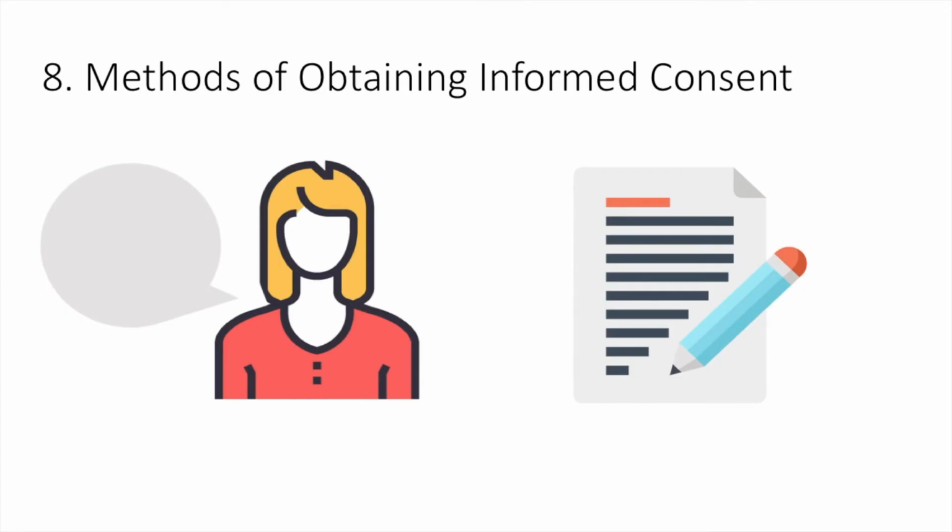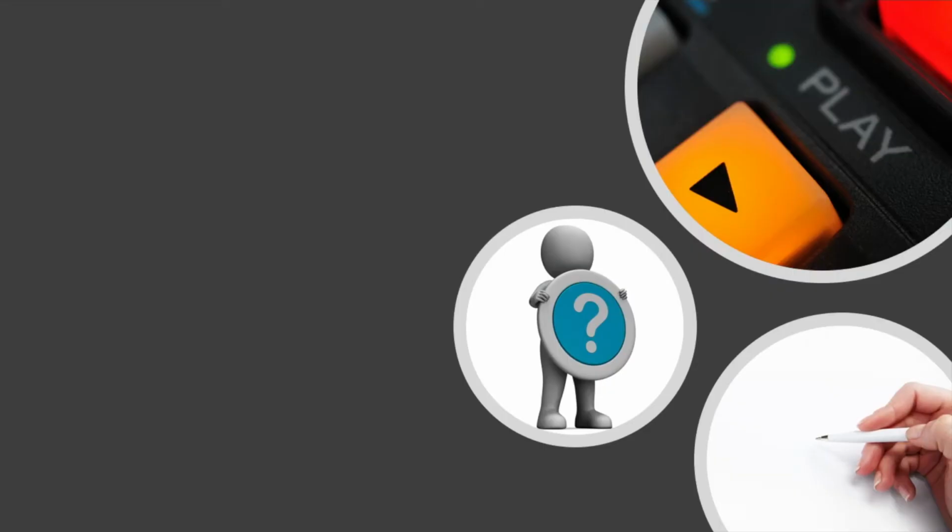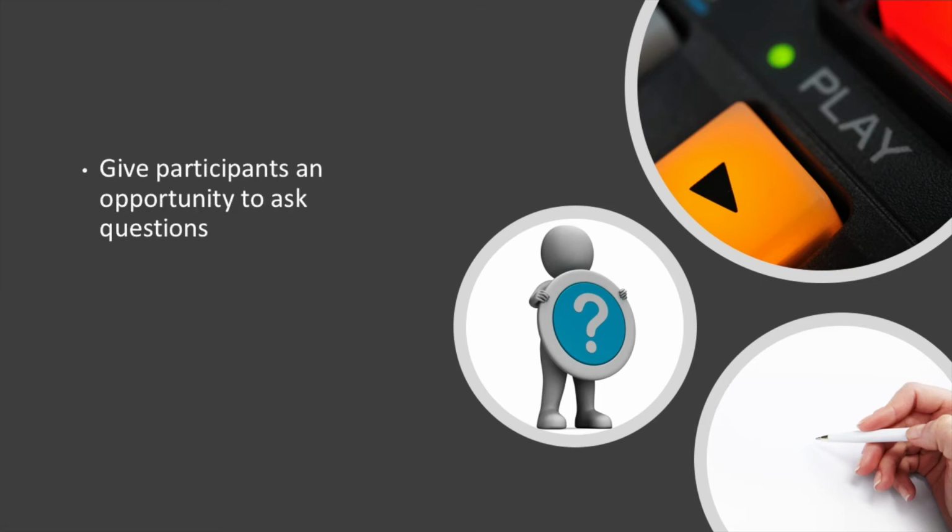8. Informed consent can be obtained by oral consent or written consent, depending on what is appropriate for the local context. When you obtain written consent, make sure the participants have enough time to read and understand the content and to ask any questions they may have.